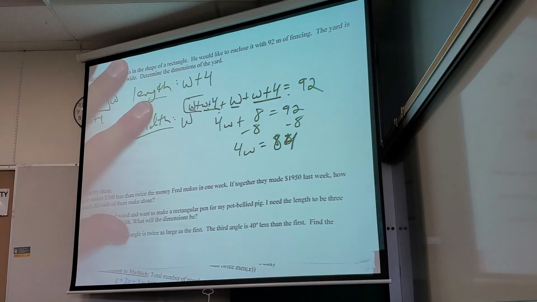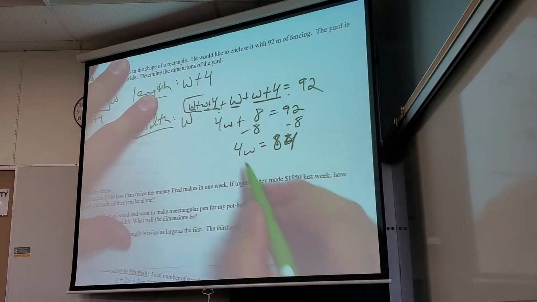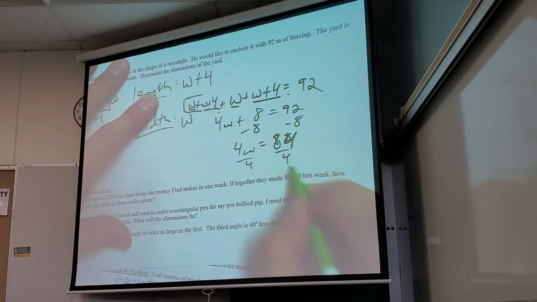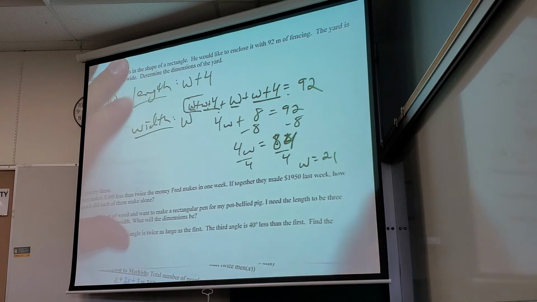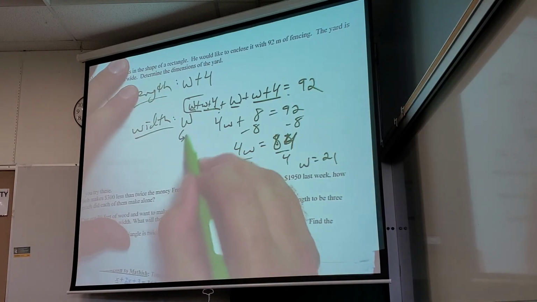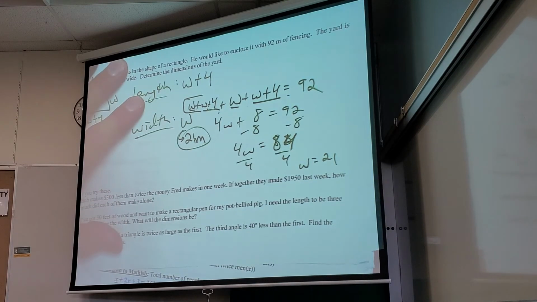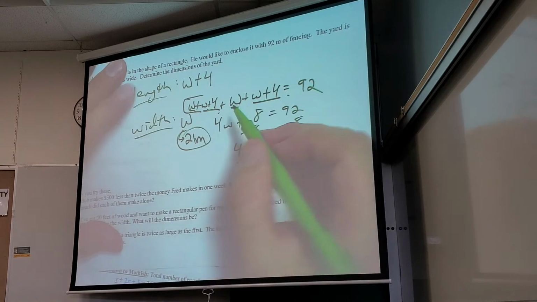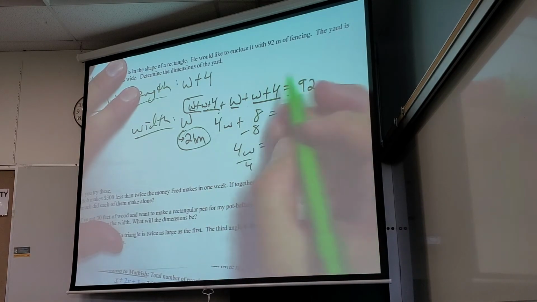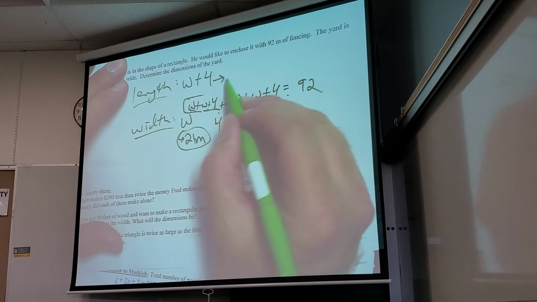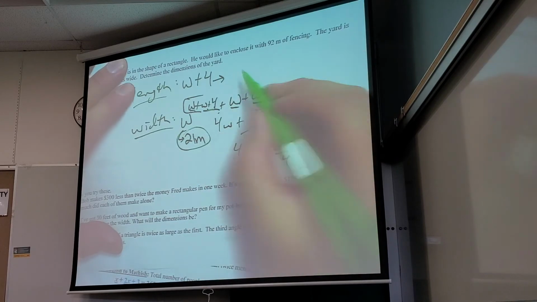And then, bye-bye. 21. So the width is 21. And you have to put meters, right? Have to. Thank you. They gave you the units. You have to use units unless I don't give you any units. And the length would be 25 meters.